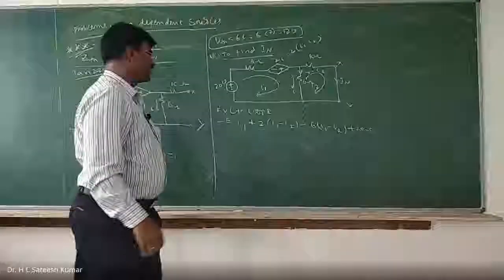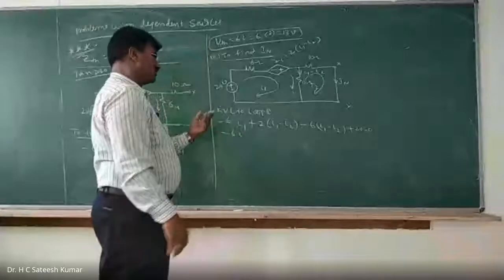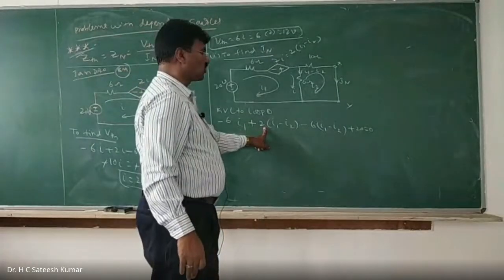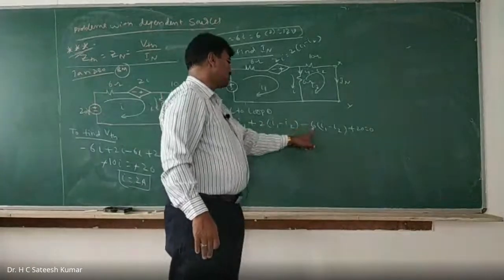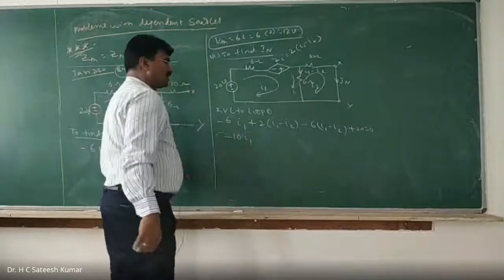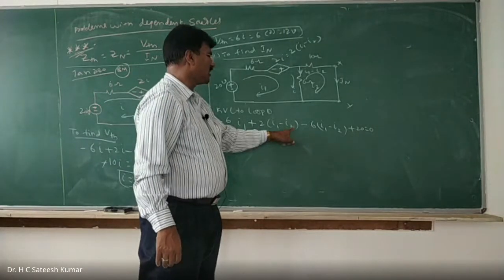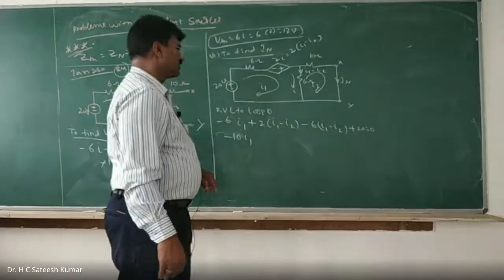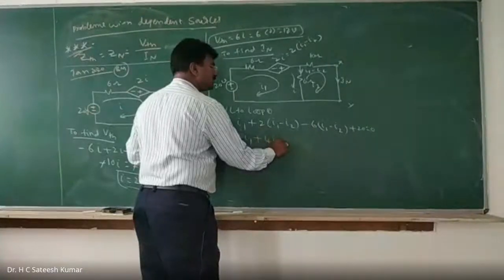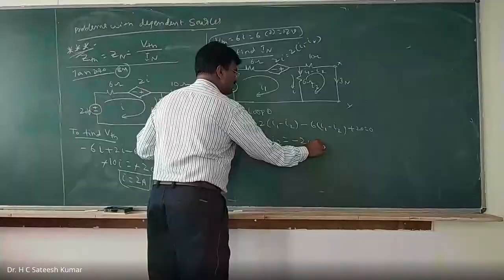Now, what is that we have? Minus 6I1, minus 2I1, minus 2I1, that gives minus 10I1. What about I2? Plus 2I2 plus 6I2, that is 2 plus 6, plus 4I2 is equal to minus 20. Call this as equation number 1.